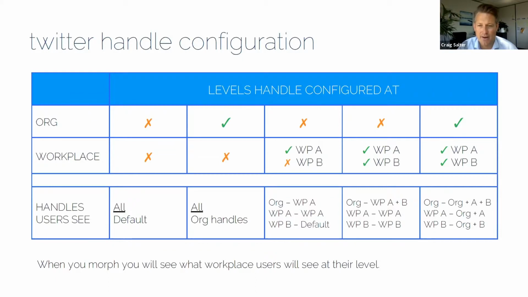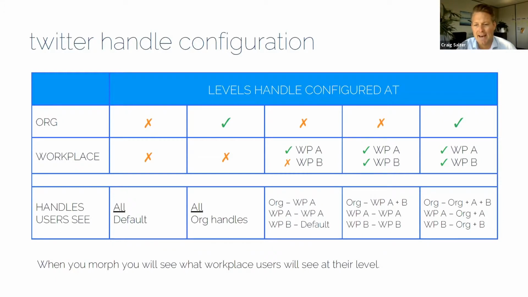And the final scenario that we have is that something is configured at the organisational level and something has been configured at the workplace level. So in these instances, the organisation will see the organisational configurations. In addition, they will see what's been configured for Workplace A and for Workplace B. So they will see every Twitter handle that has been entered into the system. And that allows organisational users to moderate content and ensure that the information that the workplace users have set for them is relevant to the workplace and to the needs of the organisation.